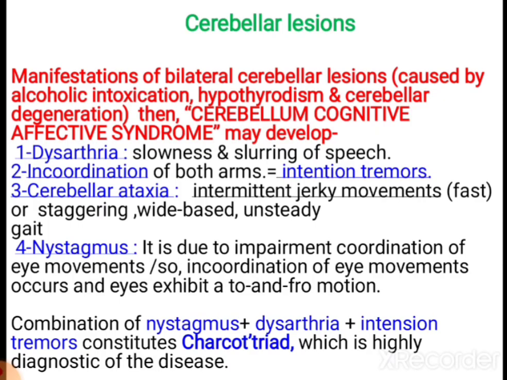Then the second is cerebellar lesions, like dysarthria. Dysarthria means slowness or slurring of the speech. Incoordination of both arms gives intention tremors. Cerebellar ataxia means intermittent, jerky movements. It can be a fast or staggering, wide-based, unsteady gait. Nystagmus is due to impaired coordination of eye movements, so the eyes exhibit to-and-fro motion. The combination of nystagmus, dysarthria, and intention tremors constitutes Charcot's triad, which is highly diagnostic of the disease.